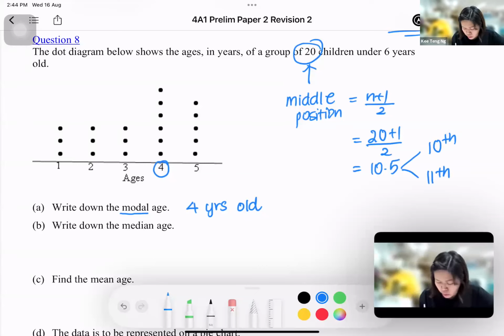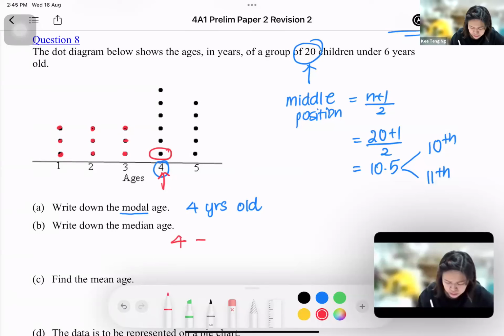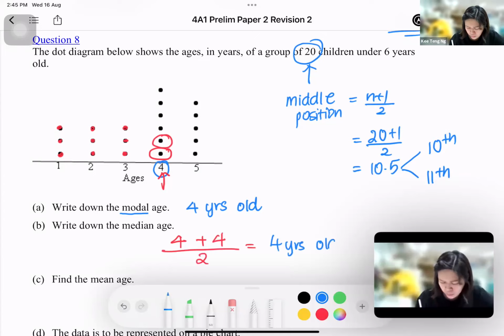So let's count. Remember to count from bottom up, the one nearest. So 1, 2, 3, 4, 5, 6, 7, 8, 9, 10. This 10th person over here is 4 years old. So it's 4 plus 11. The 11th person over here is also 4 years old. So add the two of them together, divide by 2, you still get 4 years old. If one number is, let's say 4, one number is 5, then you get something like 4.5 years old. Okay.